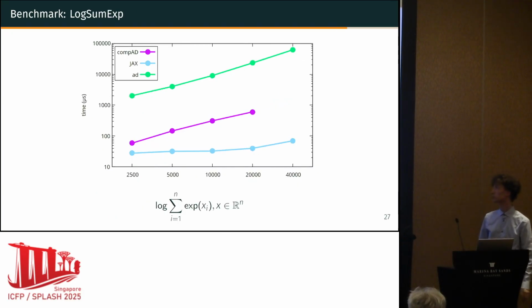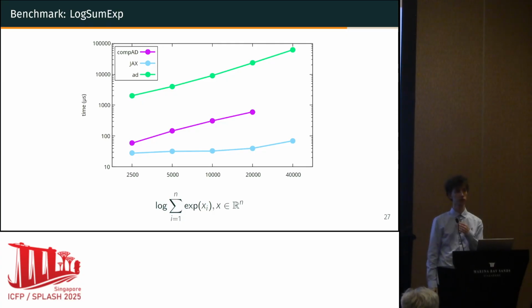We also benchmarked the logsumexp function, and as you can see here, while we beat AD by a factor of over 50, we do get beaten by JAX quite significantly, and for a good reason, because as you can see, this problem is quite amenable to factorization, and JAX can make use of this to get a decent speed boost, while we do not, obviously.